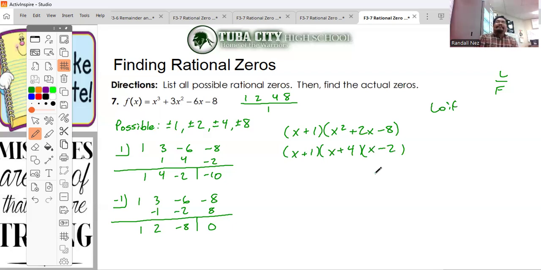Again, very simple factoring. We've been factoring since like September. So if you haven't learned how to factor by now, I don't know what you've been doing with all your time. Hate to say it like that, but it's true.